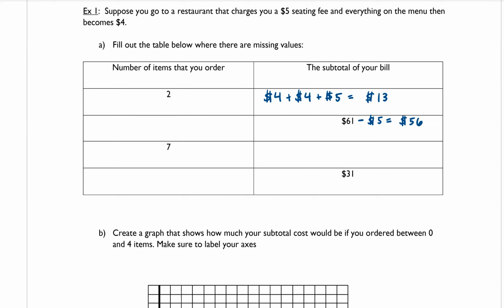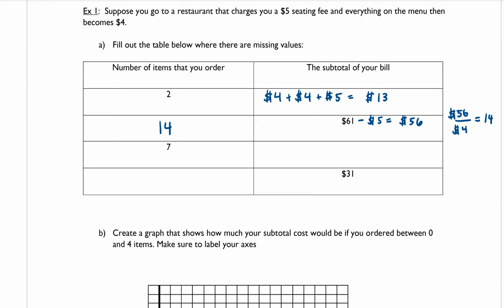So we do know that every item is $4 on the menu. And so because every item is exactly $4, what we could do is take the $56 and divide it by $4, and then that would tell us how many items we ordered. So if we divide 56 by 4, that number ends up being 14. So this tells us here that we ordered 14 items.